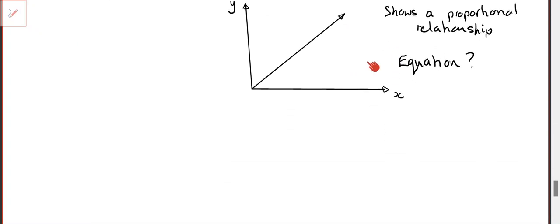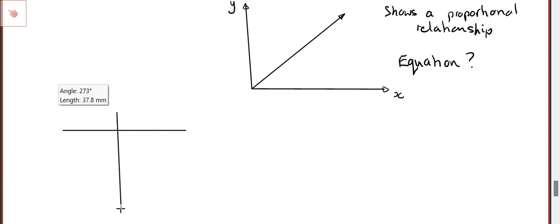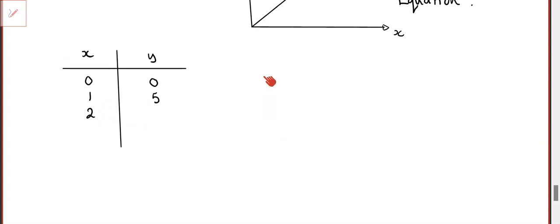I'm going to give you a table of values. Let's say this is X, this is Y. I'm going to say 0, 0; 1, 5; then 2, 10; 3, 15; 4, 20, and so on. Yeah? All right. How do I know that's a proportional relationship?